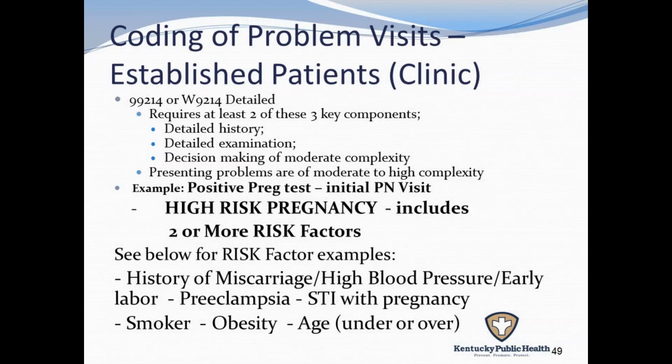That would be your history of miscarriage, high blood pressure, early labor, preeclampsia, STI with pregnancy, or STD with pregnancy, however you want to say that, smokers, obesity, and then your age, over or under. So all these are risk factors. If you have 2 or more of those documented in your notes, then you can code to the detailed level.